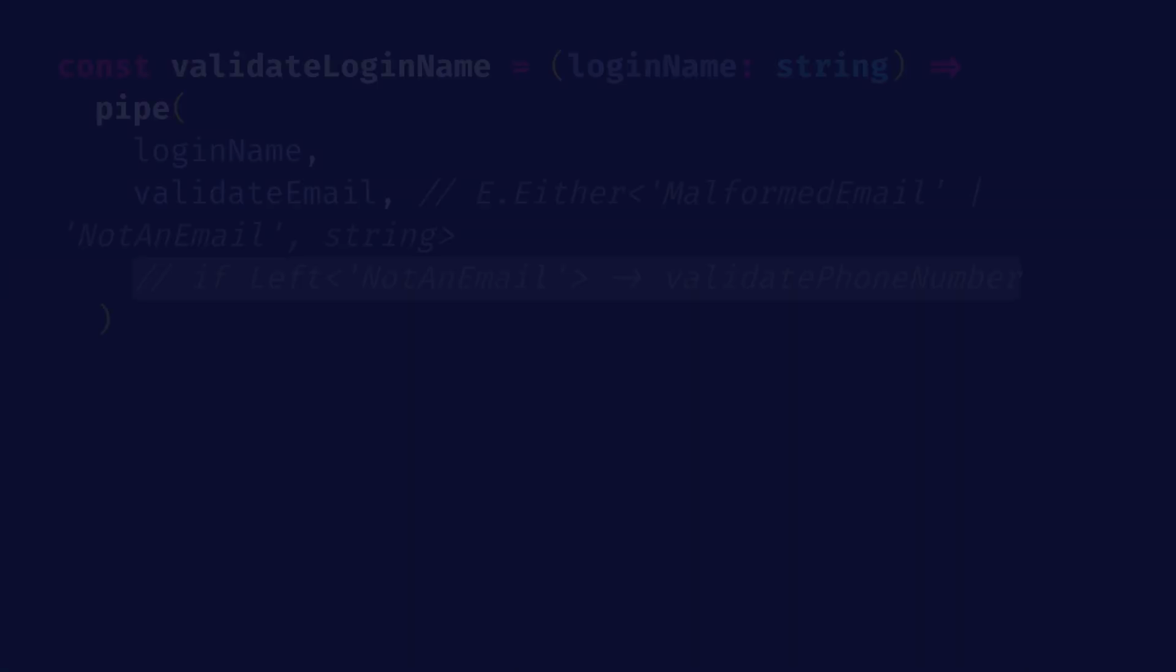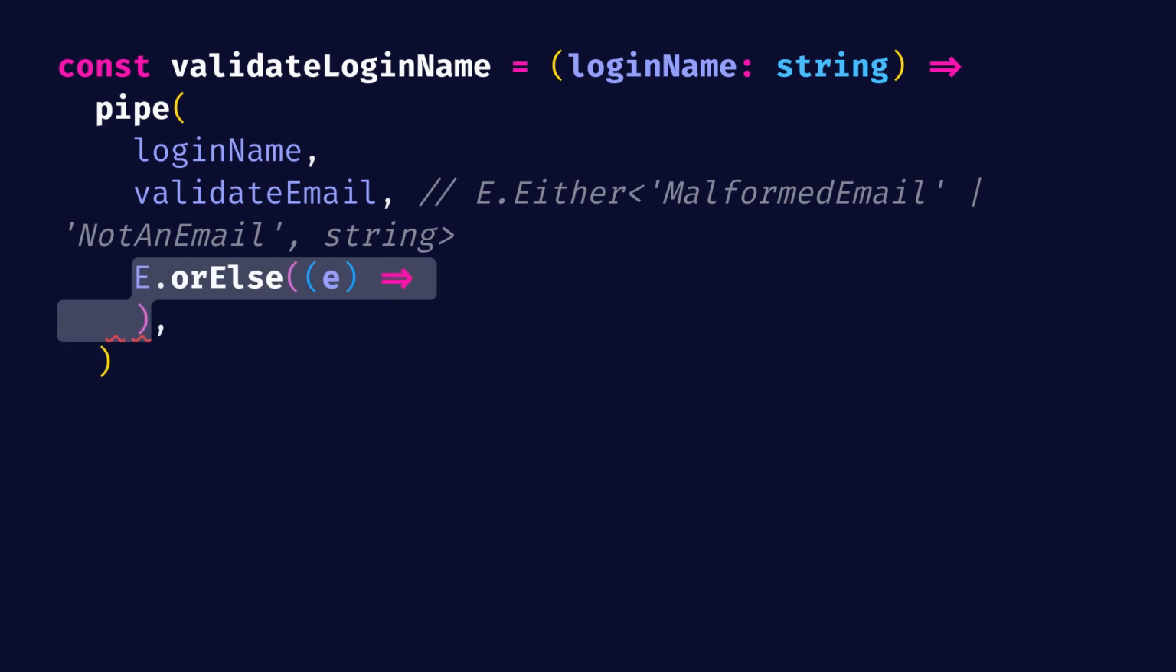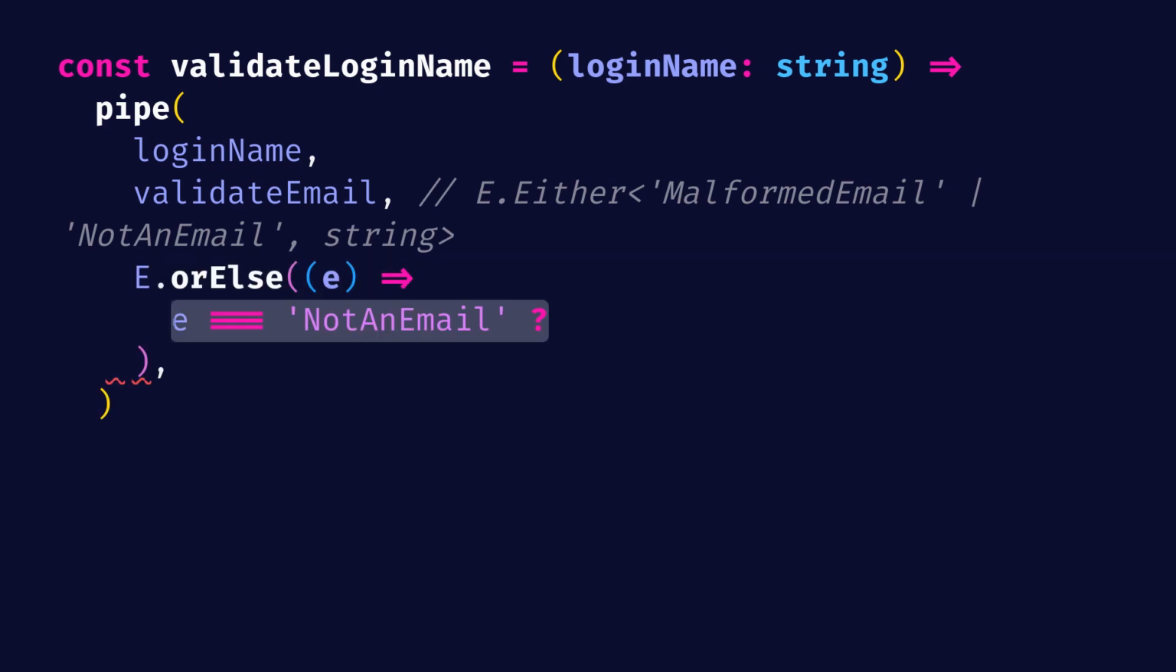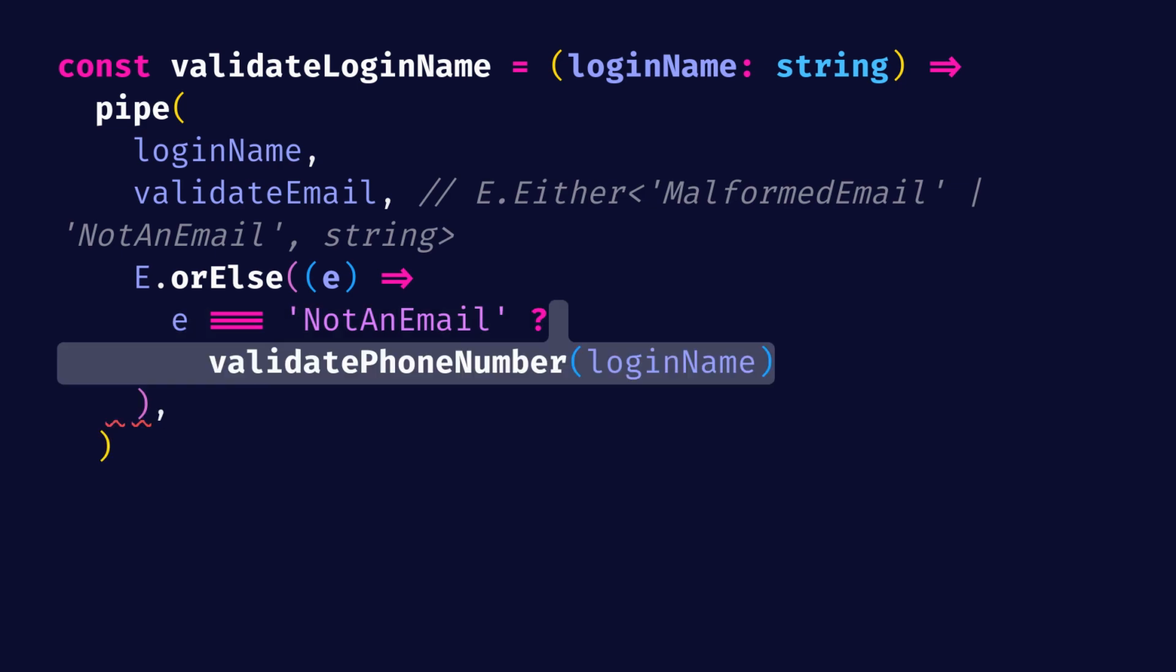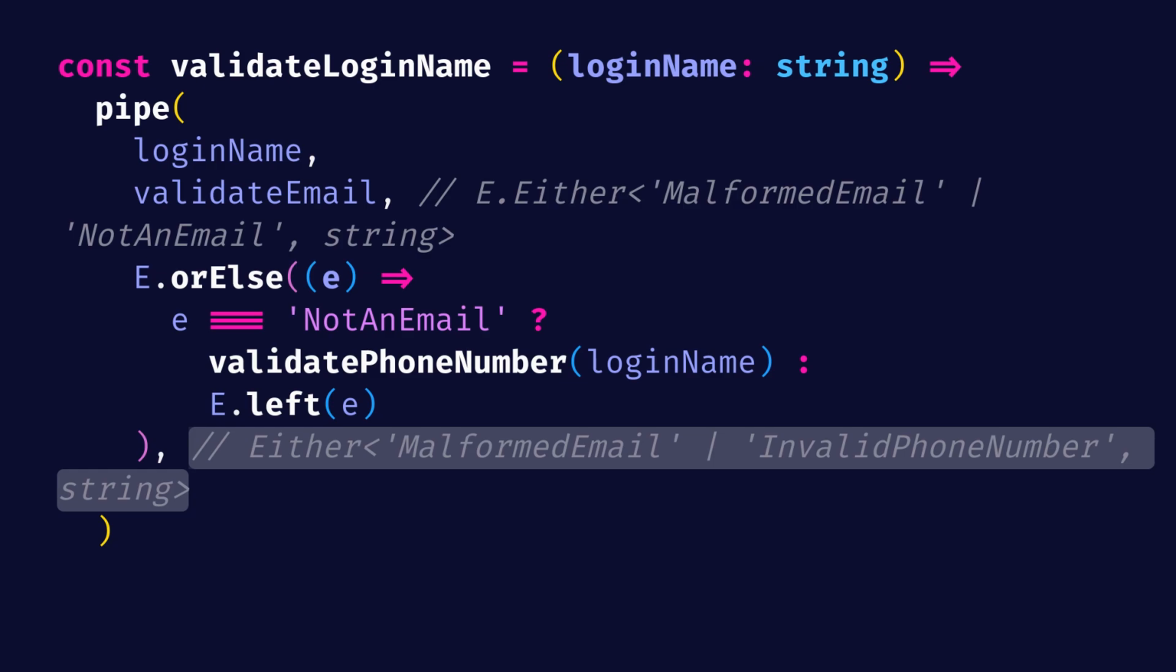So going back to validateLoginName, we can perform validatePhoneNumber as a fallback validation by using orElse. So we check if the error is not an email, and if so, we call validatePhoneNumber. Otherwise, we return a left with the same error, that is malformed email. The result that we get back at this point is either malformed email or invalid phone number in the left case, and a string with a valid email or phone number in the right case.